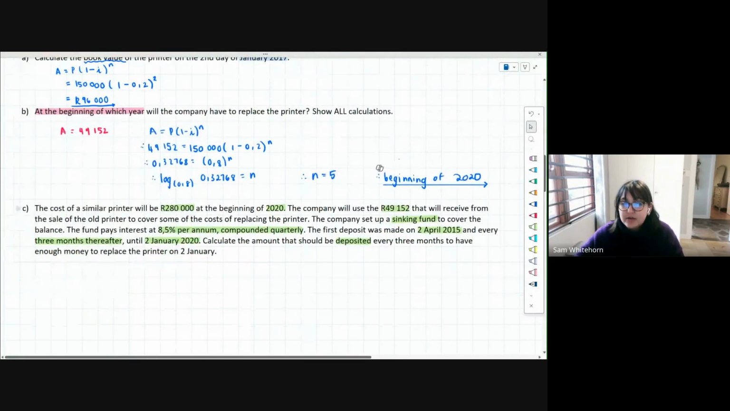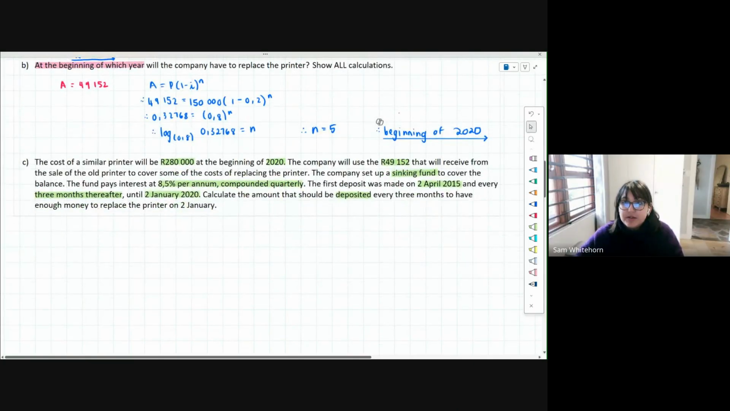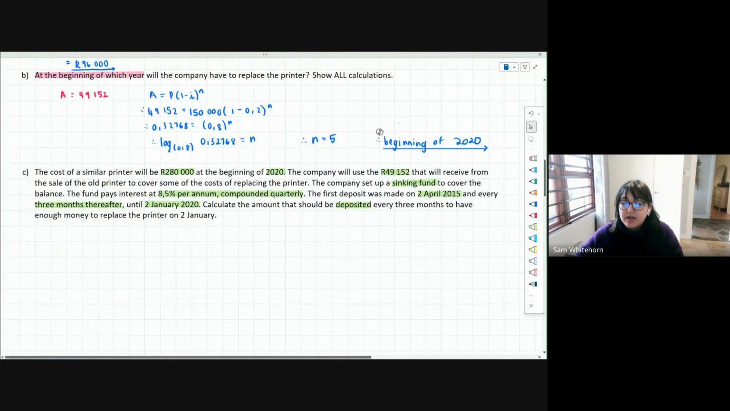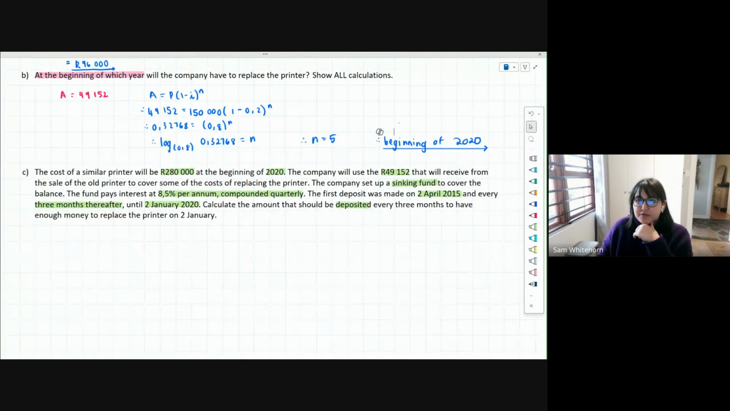So we have now in question C a situation where we want to buy this new printer for 280,000 Rand. We're going to use some of what we get from selling the old printer, but obviously 49,152 Rand is not enough to cover the new cost. So we set up a savings account. Because it's a sinking fund, we're using our future value formula. So I'm just going to write our future value formula so that we know what variables we need to find. Once we make a little checklist or tick list of what we need, it is going to help us.